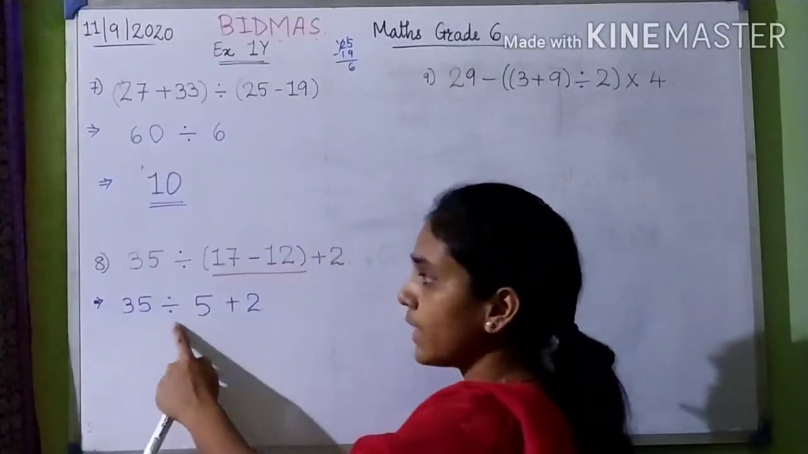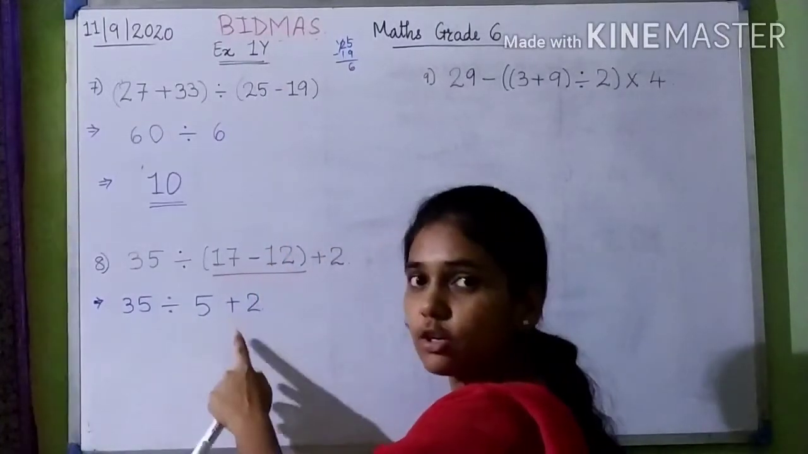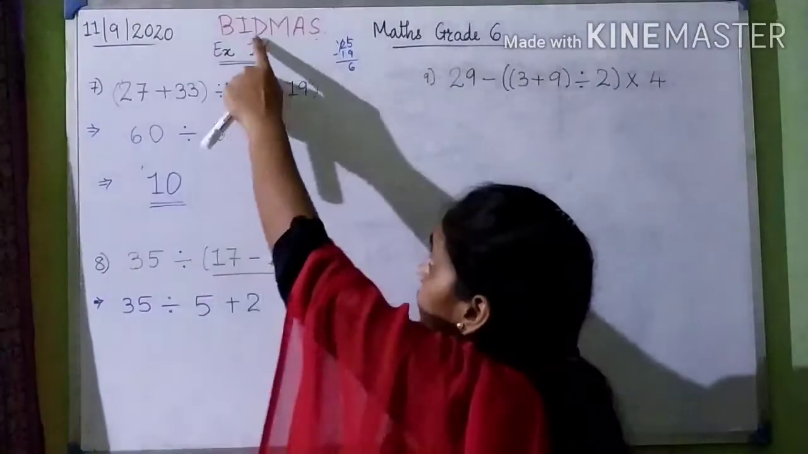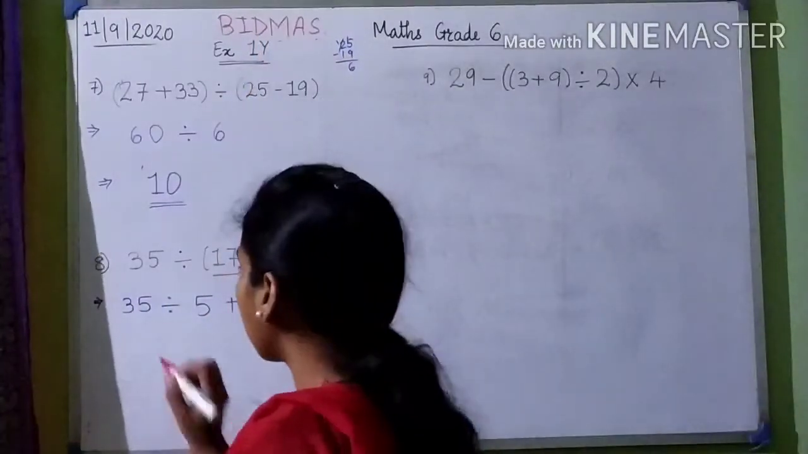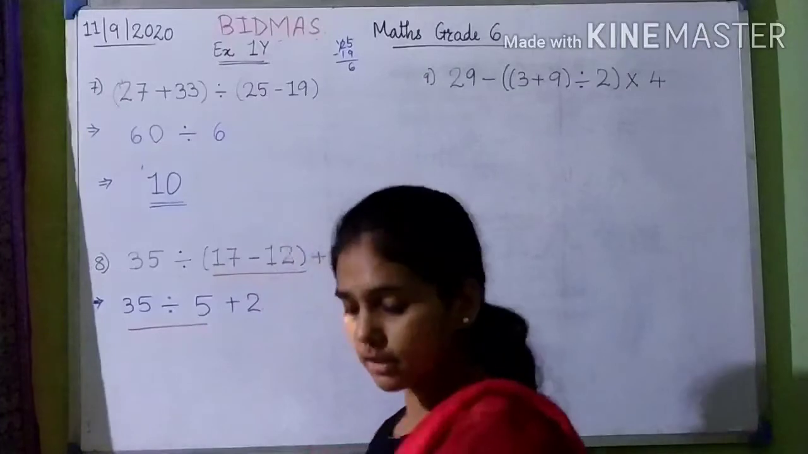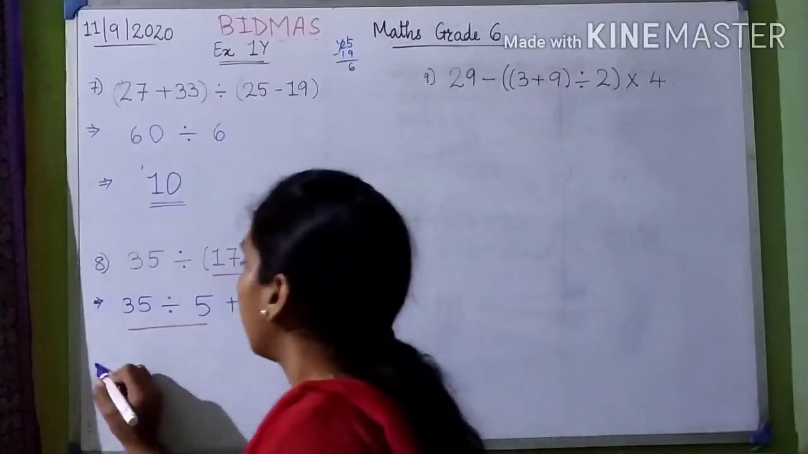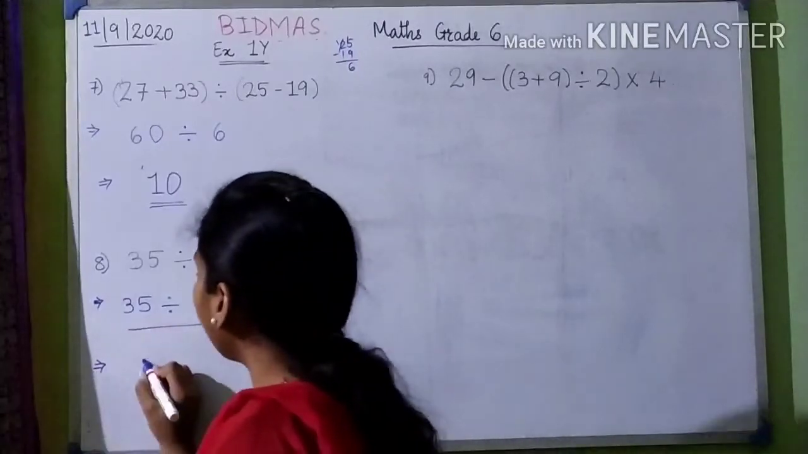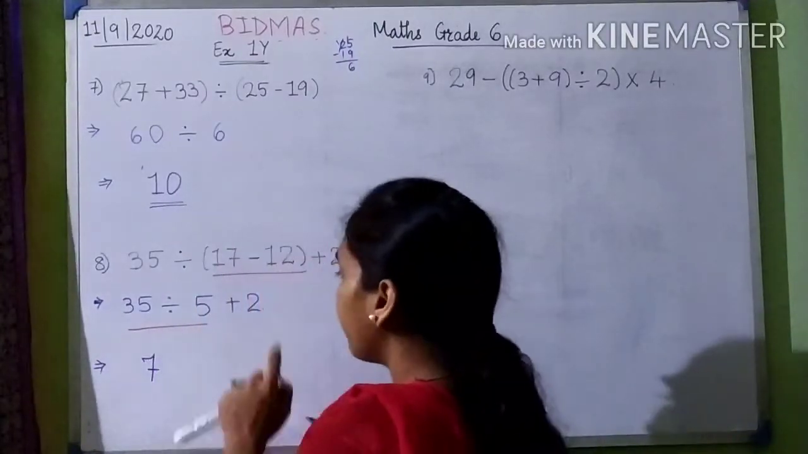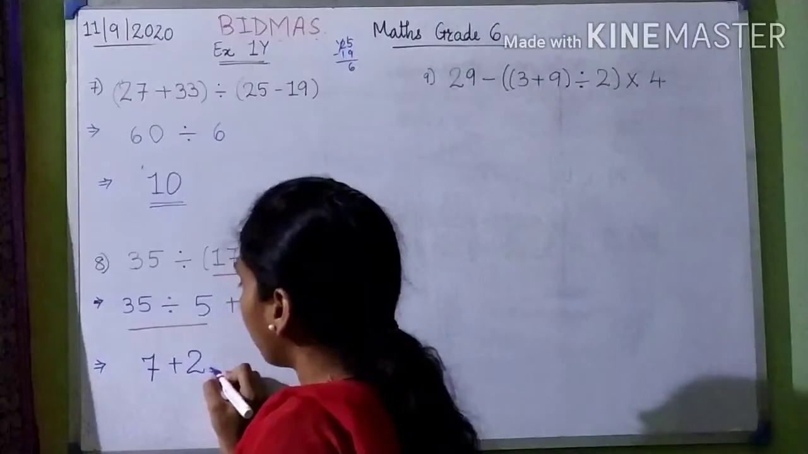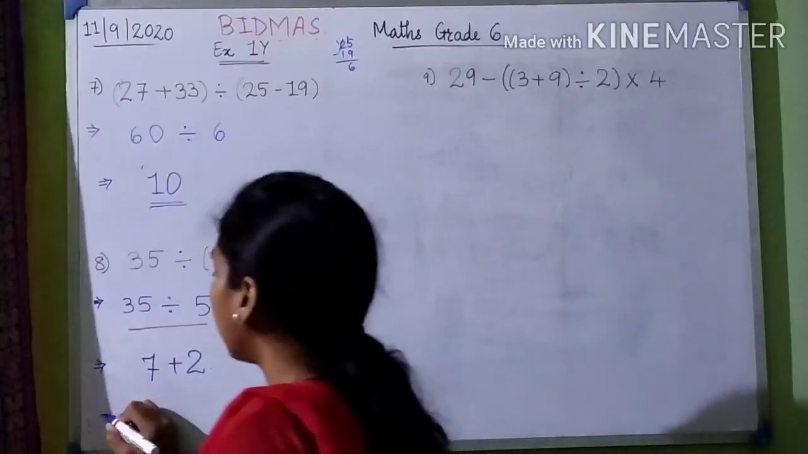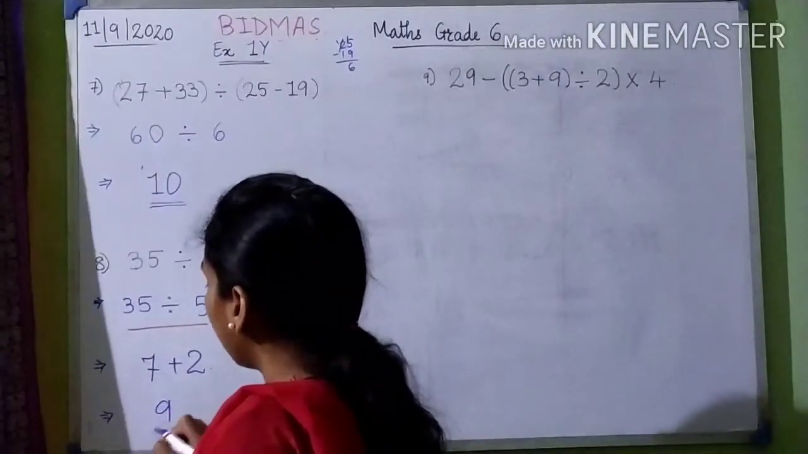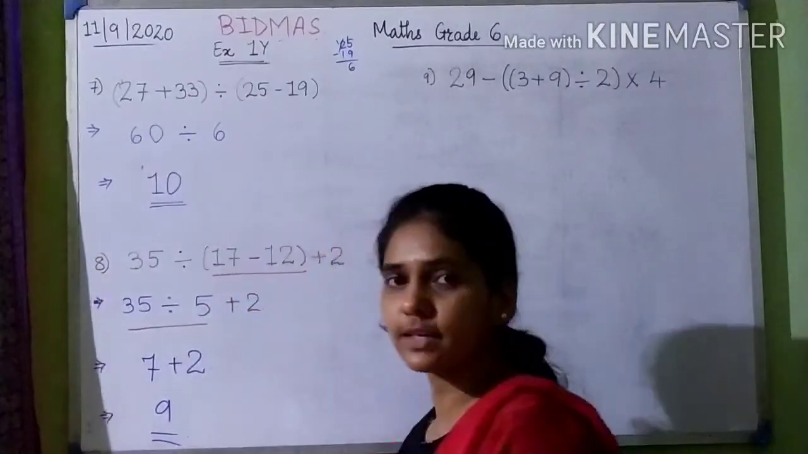Now there is one division and one addition. So what comes first? Division comes first. So I will solve this division first. So what is 35 divided by 5? 5 6s are 30, 5 7s are 35. So 35 divided by 5 is 7. And remaining is plus 2. Now 7 plus 2, it's easy. 7 plus 2 is 9. So 9 is my final answer.